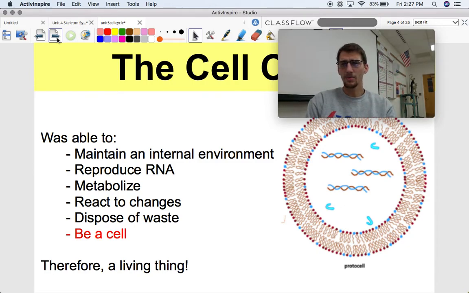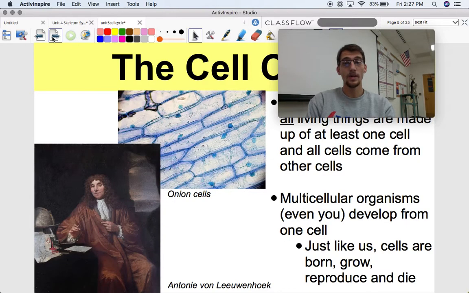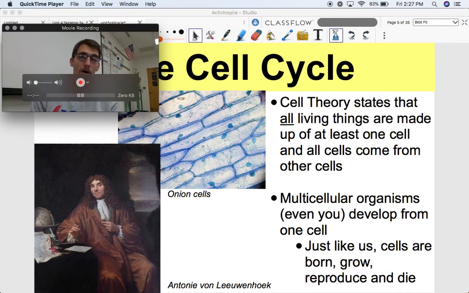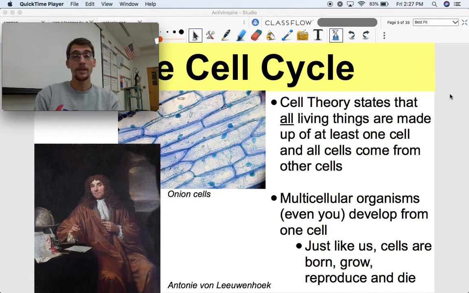So the last requirement of being a living thing is being made of at least one cell, and that's what cell theory states. Cell theory states that all living things are made up of at least one cell, and all cells come from other cells, pre-existing cells. This was a novel concept back when it was first discussed, and people started looking at things under the microscope for the first time.